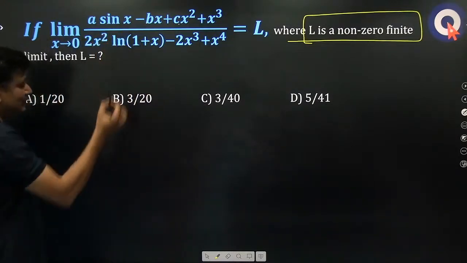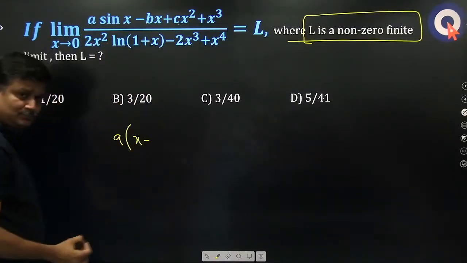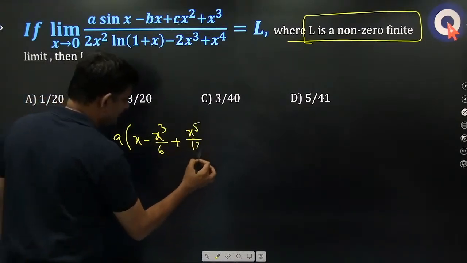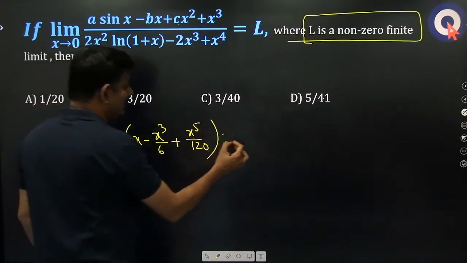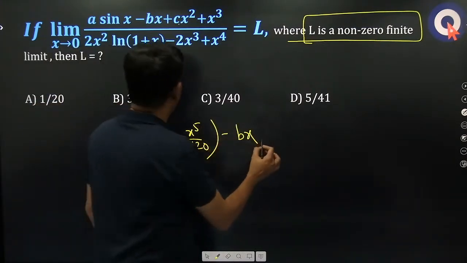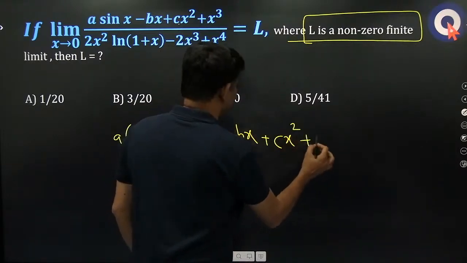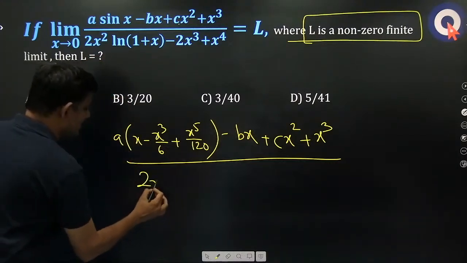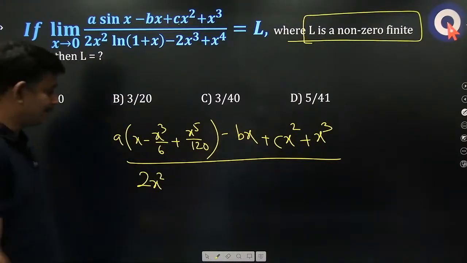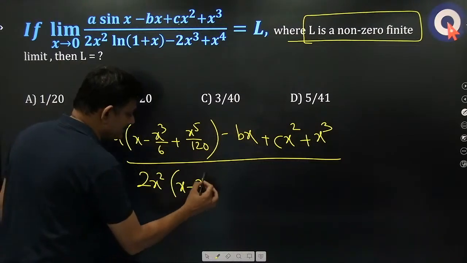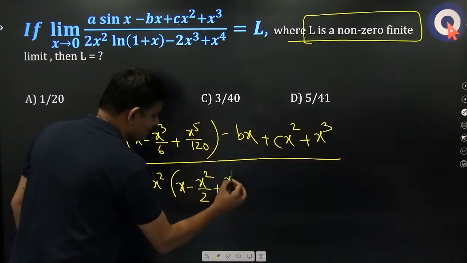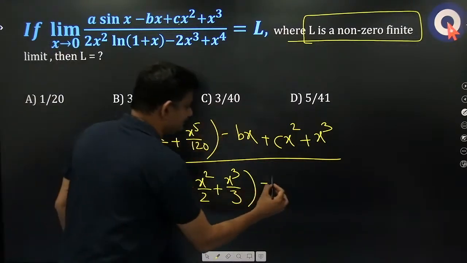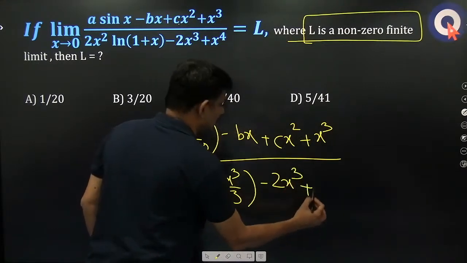So, what is the expansion of sin x? x minus x cube by 6 plus x power 5 by 120. Let me end it here. If need be, I will write the remaining. Minus bx plus cx square plus x cube, divided by 2x square into, what is the expansion of log of 1 plus x? It is x minus x square by 2 plus x cube by 3, and so on. If need be, I will write the rest, otherwise not. Minus 2x cube plus x power 4.